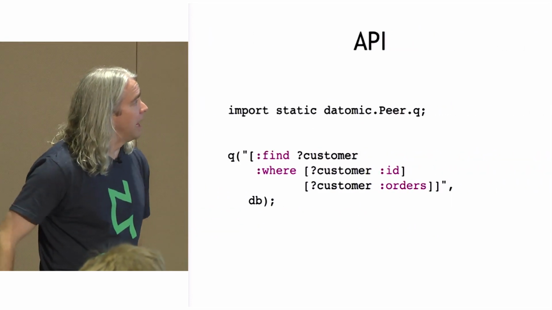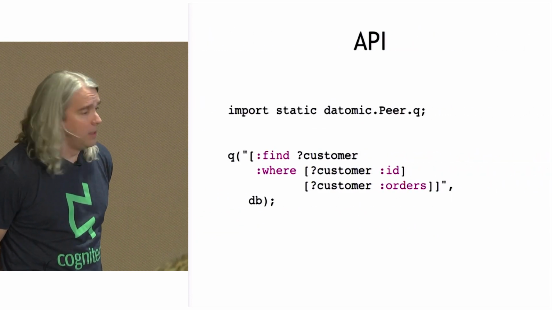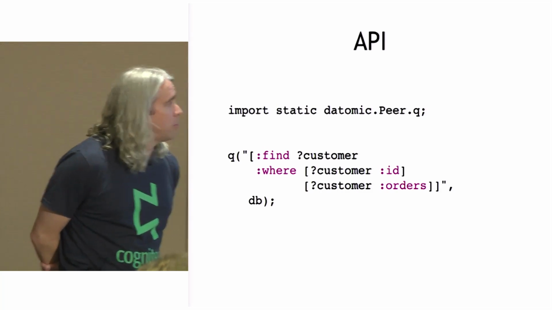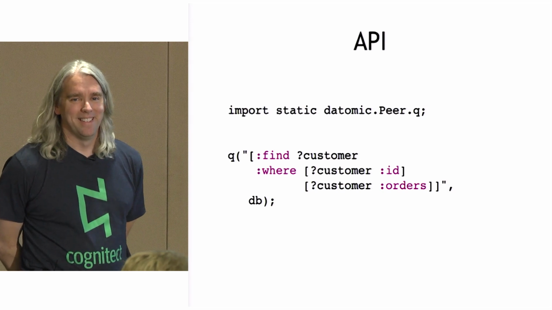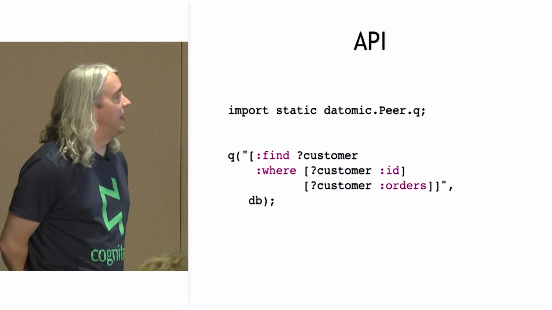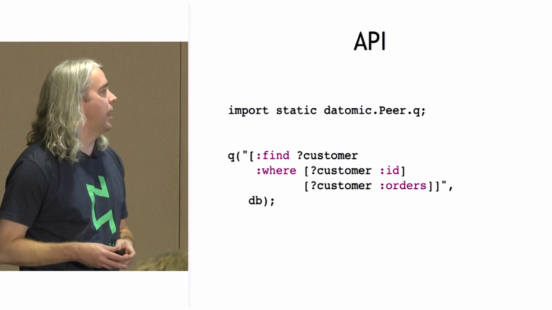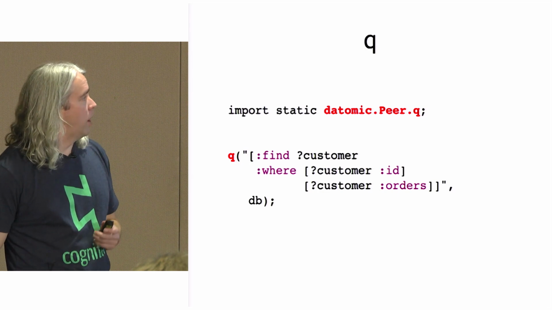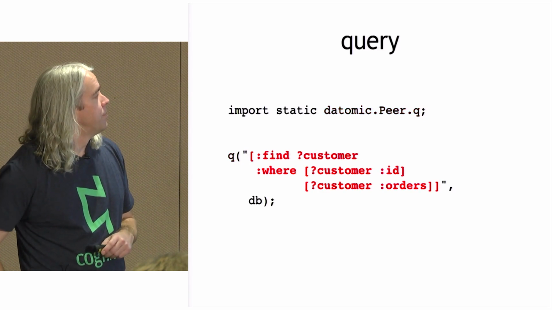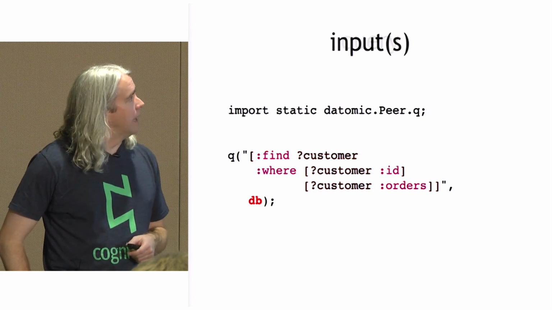Plugging that into the API looks like this. I'm showing here the example, the API in Java. The only difference in Clojure is that the parentheses are in different places and all the commas and semicolons go away. Right? So it's not different. This is saying find customer where customer has an ID and customers has orders in the database. So the name of the query function is Q. Query then takes a query pattern and an input.